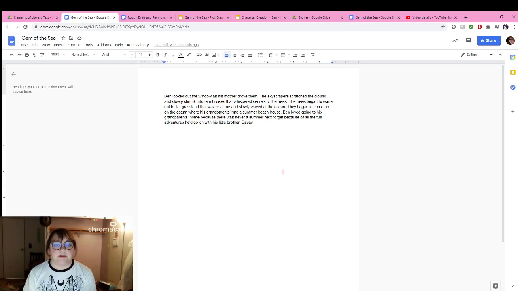They began to come up on the ocean where his grandparents had a summer beach house. Once again, I think I like leaving this here because then it's like, okay, if you're not poetic to understand that we're at the ocean, by the way, we drove up to the ocean at the beach house. I can go into description here of the beach house. Or Ben loved going to his grandparents' home because there was never a summer he'd forget because of all the fun adventures he'd go on with his little brother Davy. I want to start activating more senses.